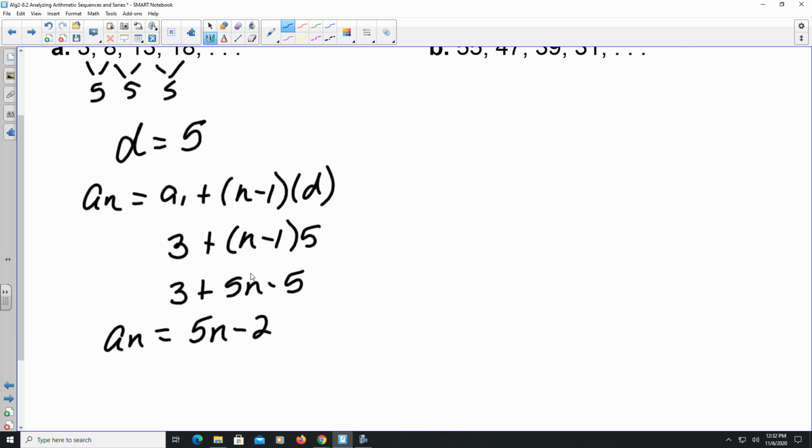And then here, they're asking you to find a sub 15. Well, you're just going to take 5 times 15, subtract 2. 5 times 15 is 75, minus 2 is 73, so a sub 15 is 73.